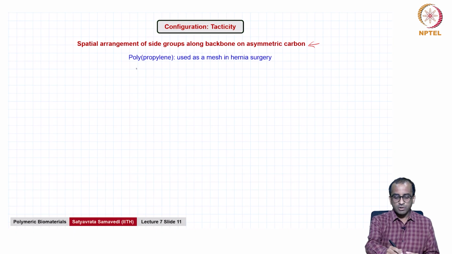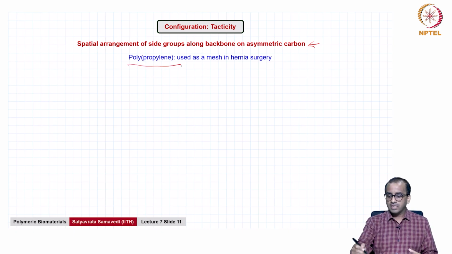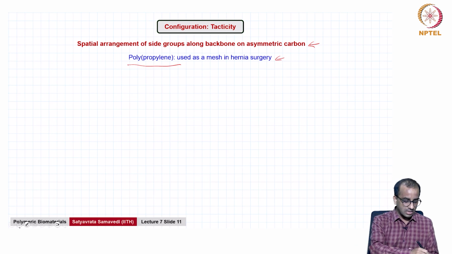So, we will take the example of polypropylene, which we have not looked at so far. It is very commonly used as a mesh in hernia surgery. It is known for its excellent mechanical properties, and most of the polypropylene that is produced is what you would call isotactic polypropylene. And what is that?